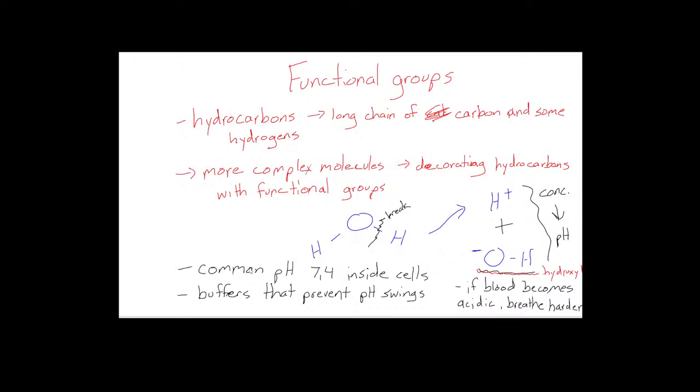So in cells, it's common for the pH to be 7.4, and when molecules are broken down or release protons, that can cause the cells to become more acidic, and so we have buffers within our cells to prevent large swings in pH. And then just as a side note, if blood becomes acidic, we just breathe harder and use the carbon dioxide being carried by the blood as a buffer. And we'll talk more about that at a later time.